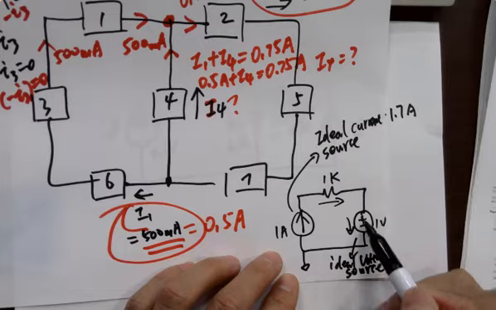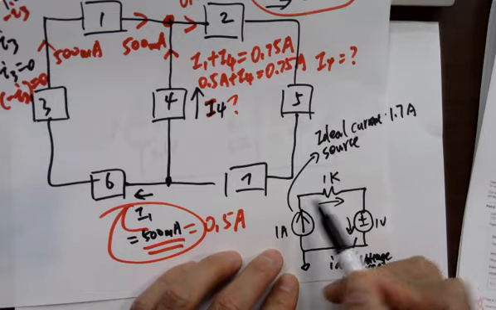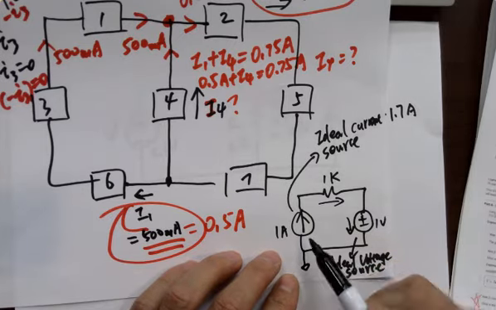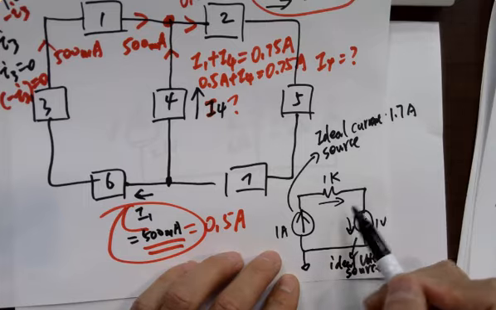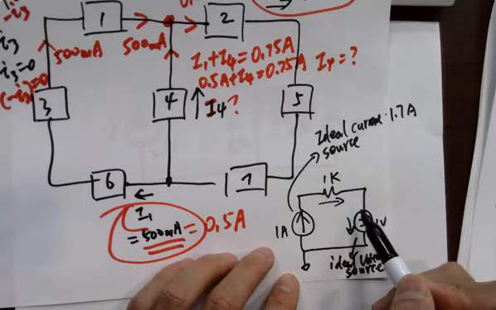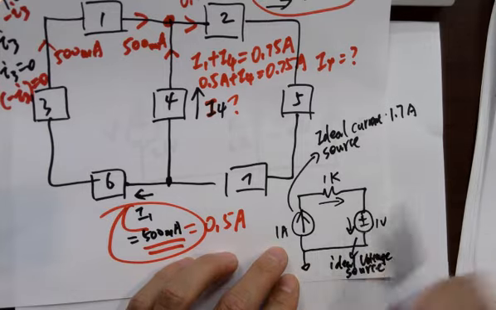Do you need to worry about this guy? You are thinking, hey, this guy is giving a higher potential. It's going to push it back, so it's going to cancel out that current source, so the current will change. No, I told you, you have to trust it. It's going to deliver 1 amp from left to right, 1 amp.